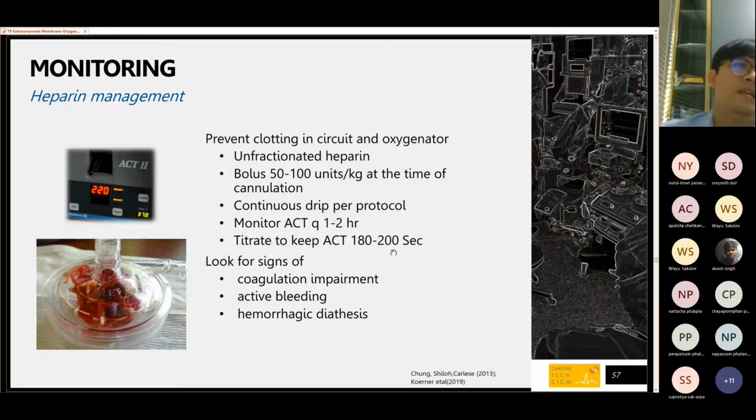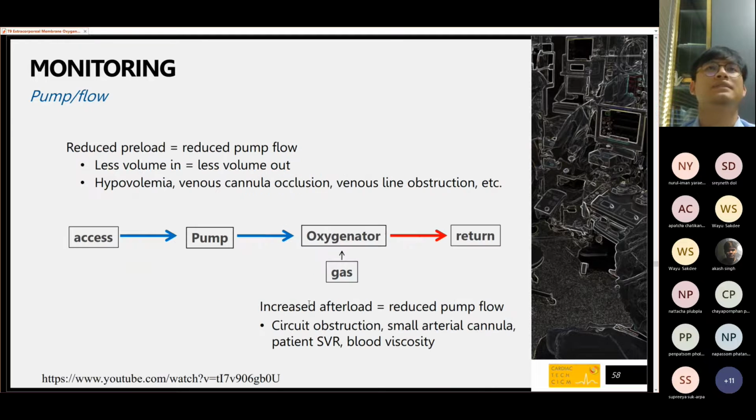Another thing you need to look for is coagulation impairment, like clot or any bleeding. Okay, here it shows you the ACT machine. Here it shows you the clot inside the centrifugal pump. All right. Looks scary.